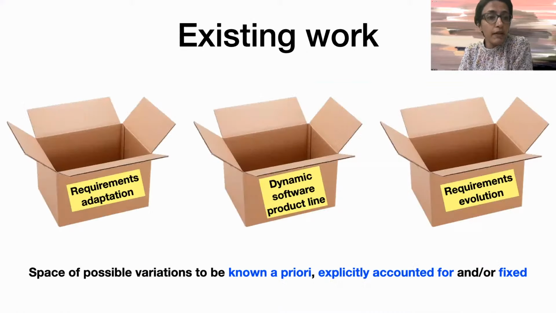Now, existing approaches aim to address this problem, but they can be classified, let's say, into three main groups: requirements adaptation, dynamic software product lines, and requirements evolution. The main limitation, however, is that they typically assume that the possible space for variation is known in advance, explicitly modeled and accounted for, and that if any changes are needed, it'd be quite difficult to change. So in some of them, it's a fixed model of these adaptations.